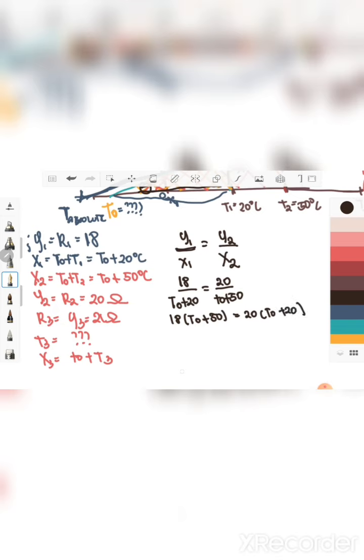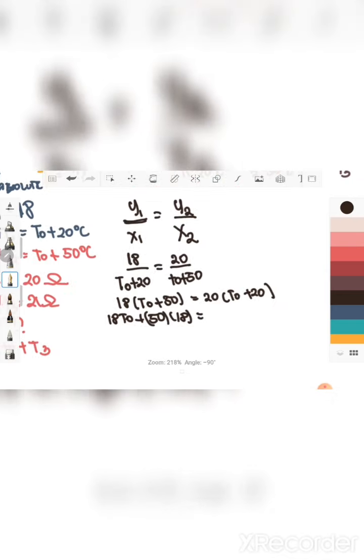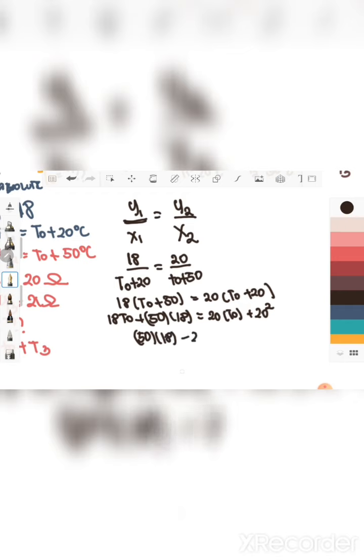Okay lang, di ba? Alright. We have our 18 TO plus 50 multiplied by 18, which is equal to our 20 TO plus 20 squared. 20 multiplied by 20. Alright? So we will now transpose your values in order to get the value of your variable TO. We have 50 multiplied by 18 minus 20 squared is equal to 20 TO minus 18 TO.